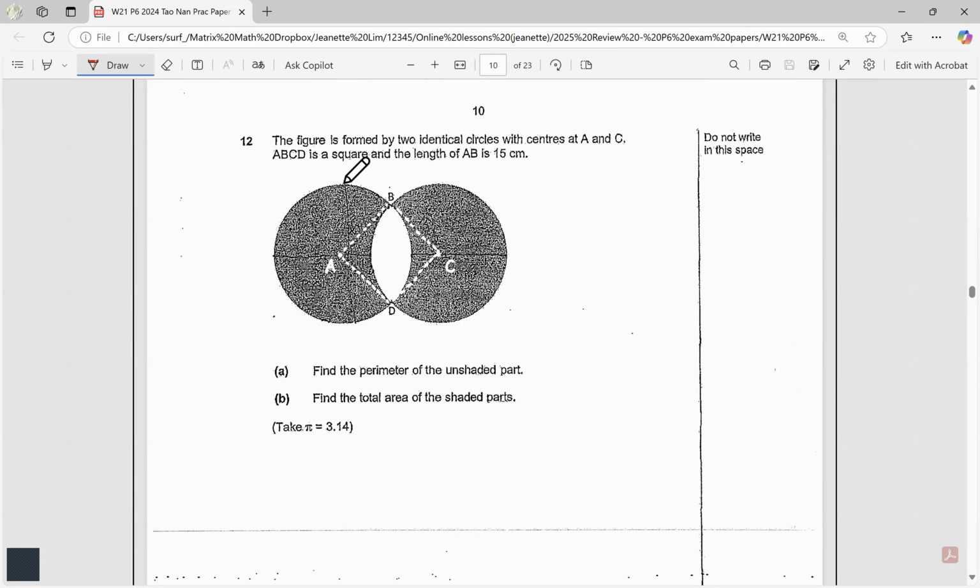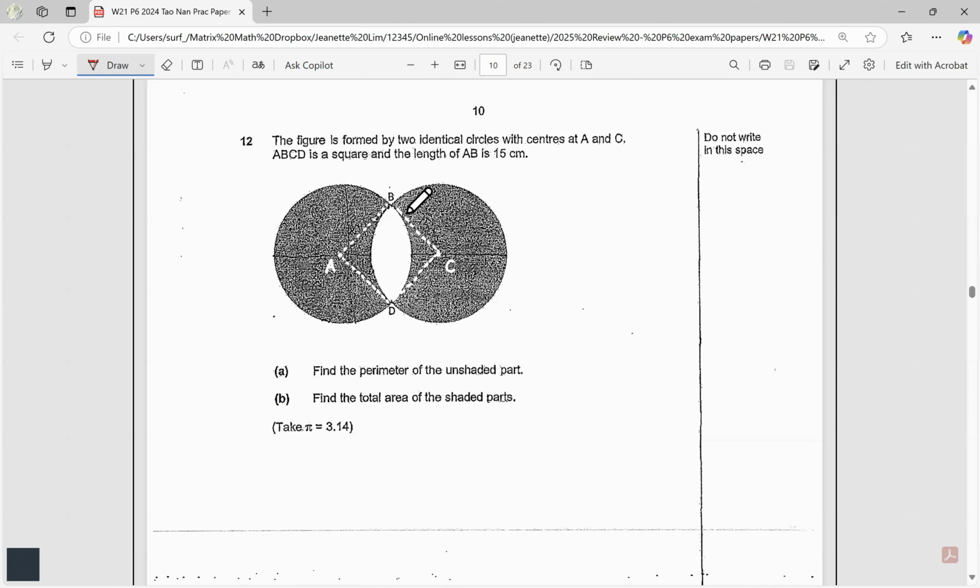Question 12. The figure is made up of 2 identical circles with centers A and C. ABCD is a square and the length of AB is 15 cm. Since A is the center of the circle, AB represents the radius. Okay, so we have the radius, which is 15 cm. Part A, find the perimeter of the unshaded part.